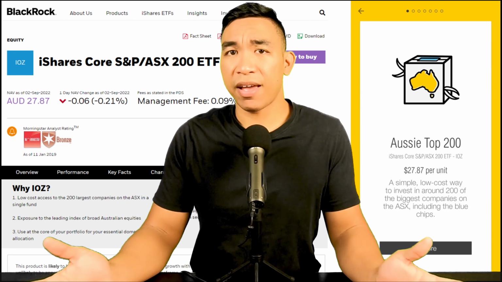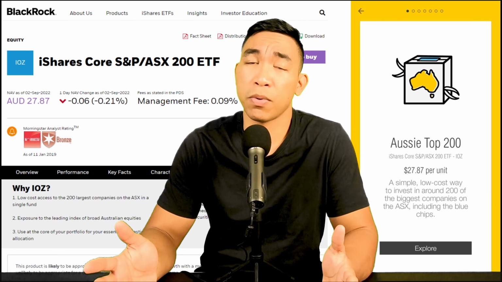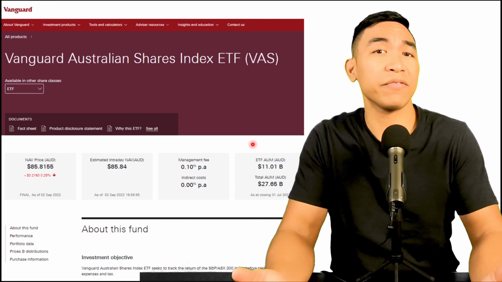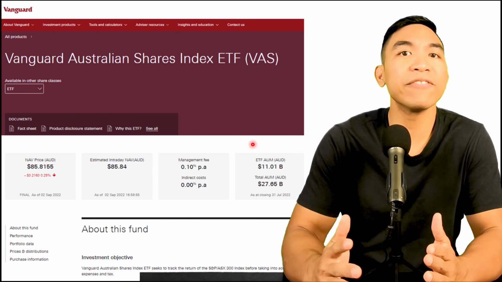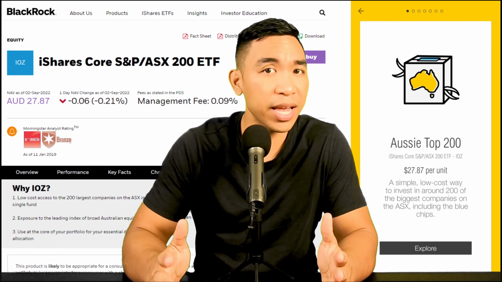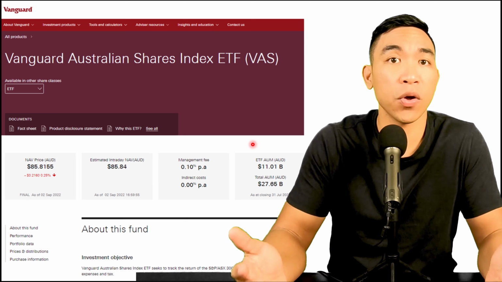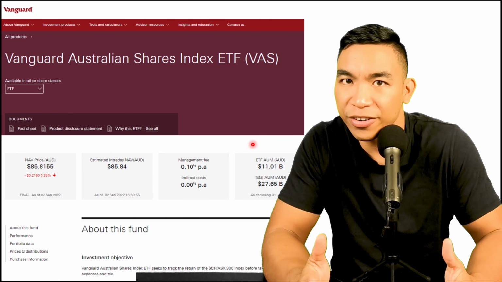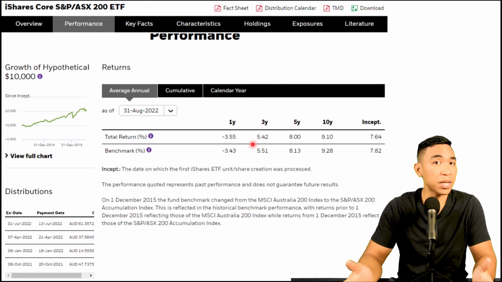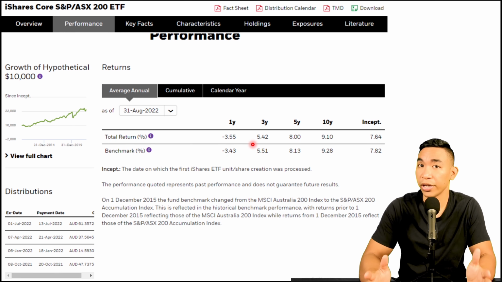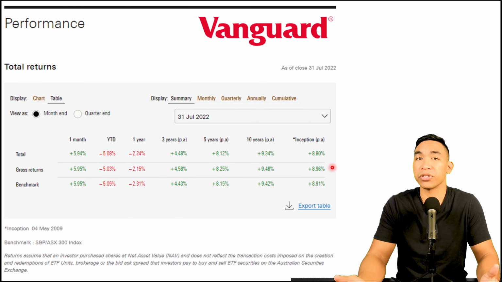Because both ETFs have similarities. For example, the management fee for BlackRock's IOZ is about 0.09% per year, and Vanguard VAS is about 0.1% per year. However, they both follow a different index. BlackRock's iShares IOZ follows the S&P ASX200, whereas Vanguard VAS follows the S&P ASX300. And according to their website, BlackRock's IOZ has achieved returns since inception of about 7.6% per year, and Vanguard VAS has returned since inception about 8.8% per year.